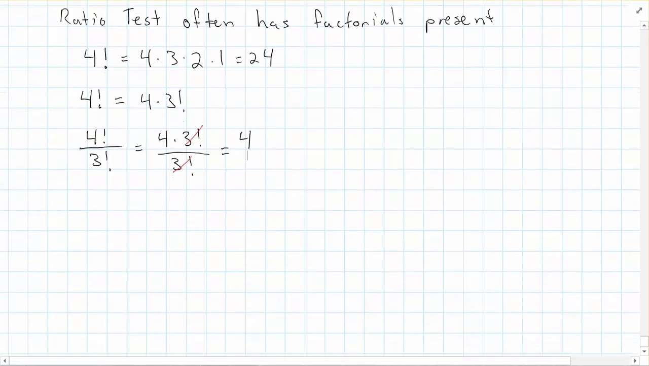Now, instead of just using the numbers here, we're probably going to be using variables. And what do I mean by that? Well, we might have, for instance, k plus 1 factorial. Well, this would be equal to k plus 1 times k factorial.